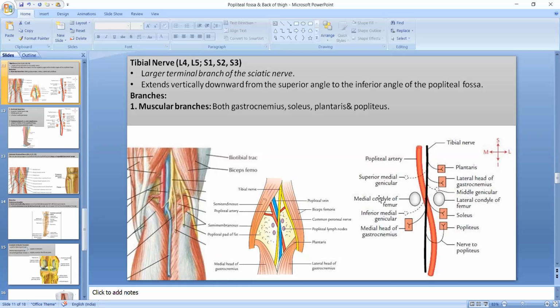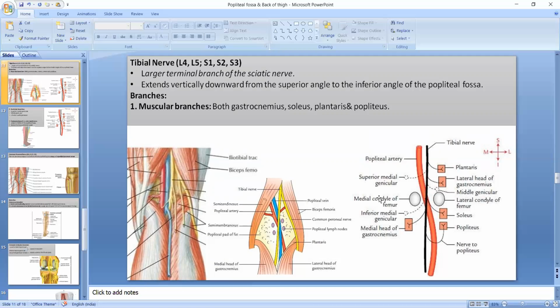The sciatic nerve bifurcates into the tibial and common fibular nerves at the superior angle of the popliteal fossa. The large medial branch, the tibial nerve, passes through the fossa inferiorly before it exits deep to the plantaris muscle and enters the posterior compartment of the leg. While in the fossa, the tibial nerve and its branches supply the soleus, gastrocnemius, plantaris, and popliteus muscles.